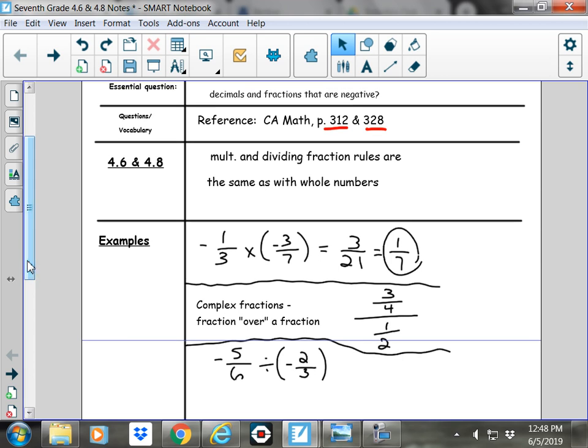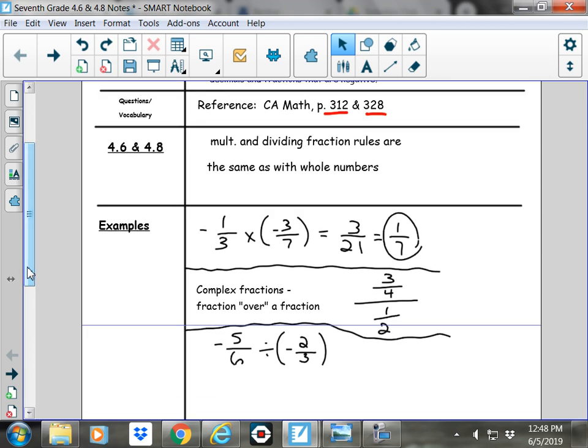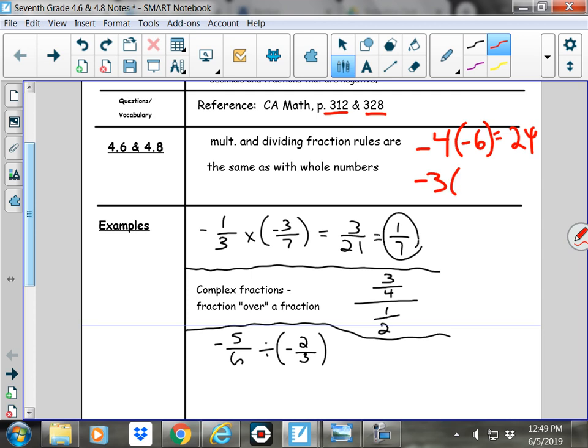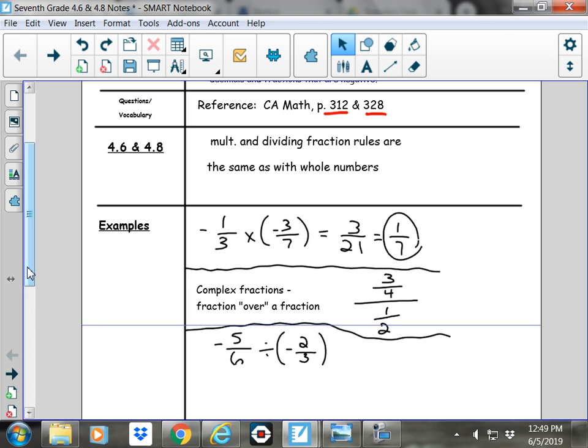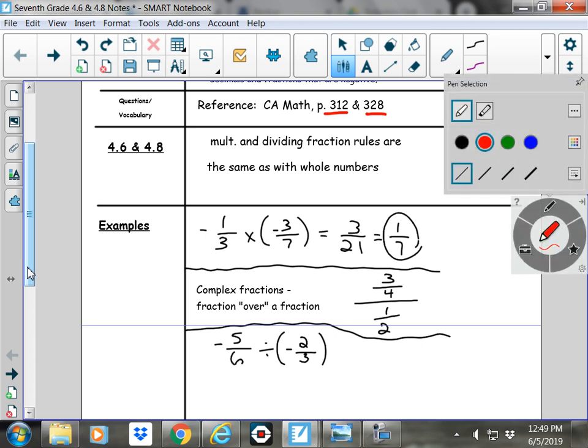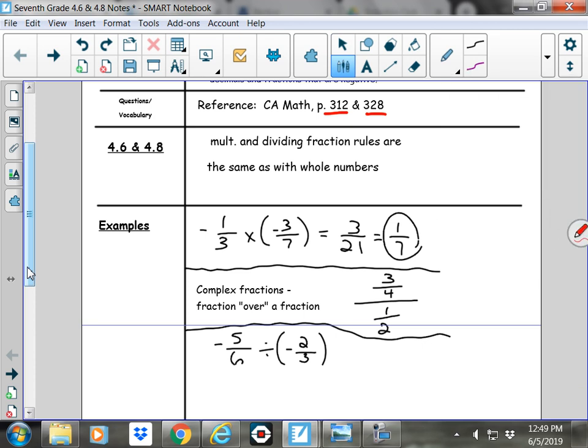Rules are the same as with the whole number. So you remember, just a quick review. If you have a negative number times a negative number, the answer is going to be positive, right? Negative times a positive is going to be negative. And then the rules are the same for dividing. Dividing two negatives equal positive, and if the signs are different, it's going to be negative. If the signs are the same, it's going to be positive. That's the best way to remember it. All right, and so this will combine what you learned back in 6th grade with multiplying fractions.